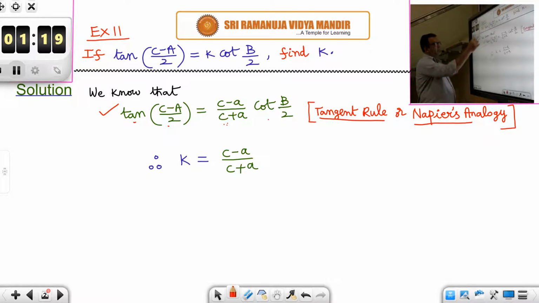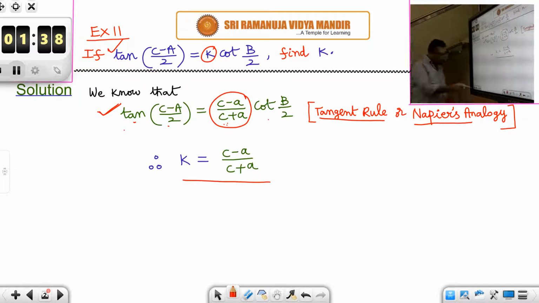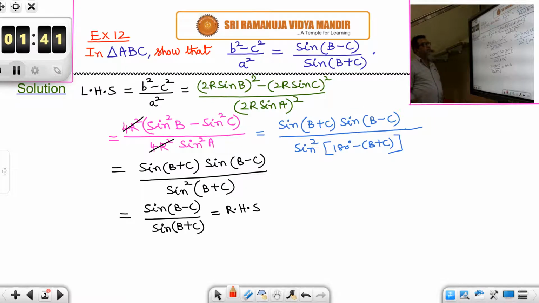So directly he is using that here in framing this question. So comparing this with the tangent rule, clearly in place of k, (C minus A)/(C plus A) should be there. So the value of k must be (C minus A)/(C plus A). Okay, this is a very simple one, provided you remember the tangent rule.